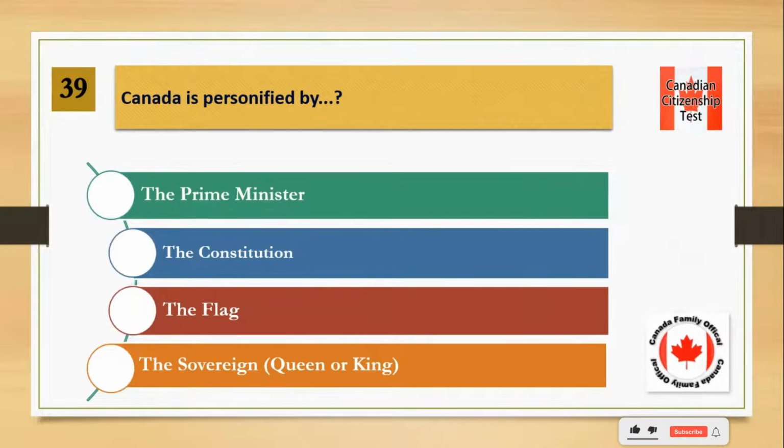Canada is personified by Number 1, the Prime Minister. Number 2, the Constitution. Number 3, the flag. Number 4, the sovereign, queen or king. And the answer is the sovereign, queen or king.